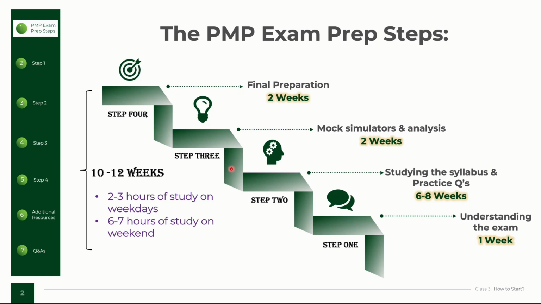So summarizing, the entire PMP exam preparation plan consists of 4 steps with some key deliverables coming out of each of the steps. Overall, with about 2 to 3 hours of study on the weekdays and about 6 to 7 hours of study on the weekends, you will be able to wrap up the entire plan between 10 to 12 weeks. I wish you all the best for your PMP exam preparation.